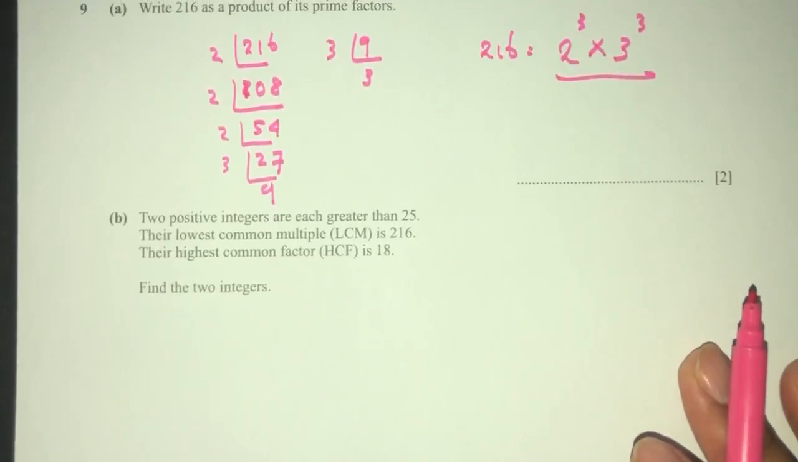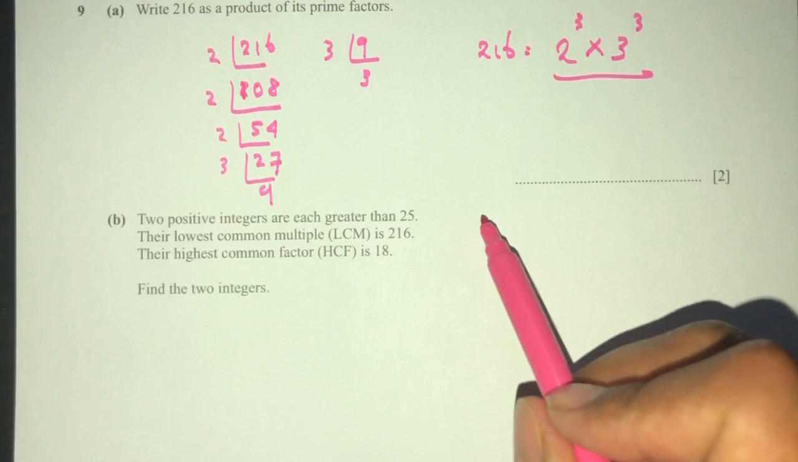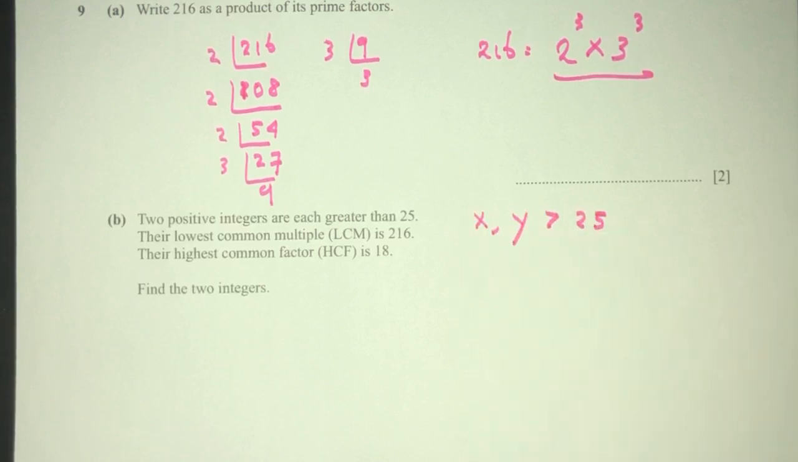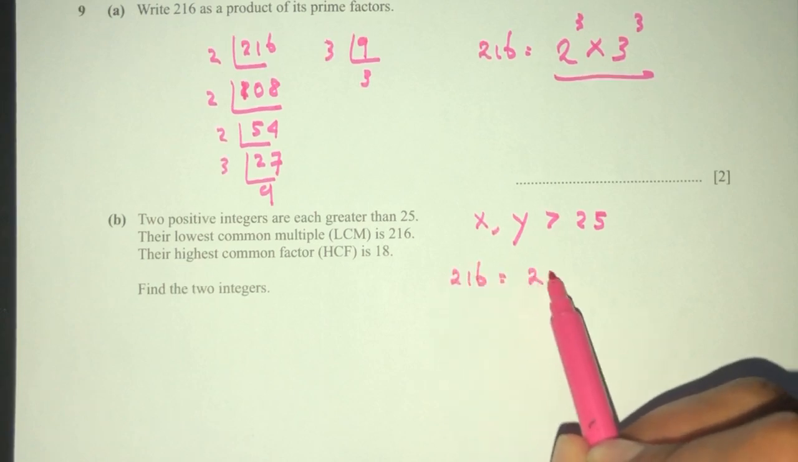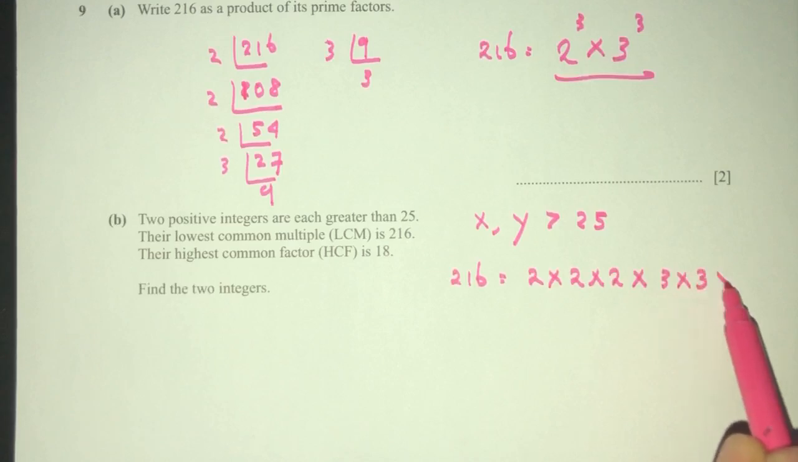Alright, now let's move on to question part B. So now we have two positive integers which are more than 25. This is one of the conditions. Now again, we don't know the integers. Let's call them x and y for now. They are more than 25. Now, we know the LCM is 216. Now we know 216 is equal to 2 times 2 times 2 times 3 times 3 times 3.